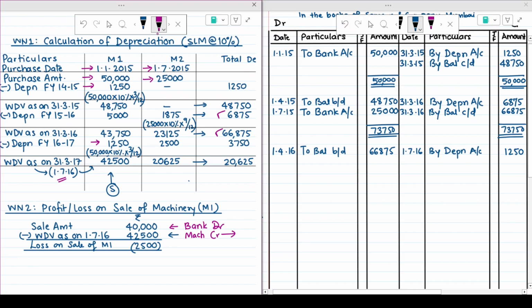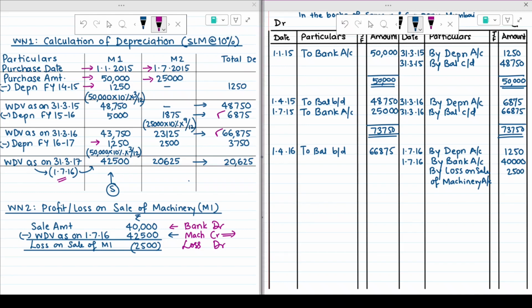And we have got a loss of 2,500. So we will debit the losses, right? So loss account will be debited. So we have to credit machinery account, and to give the credit effect of 42,500, we have two debits of 40,000 and 2,500 from bank and loss. So the posting will be by bank account 40,000 and by loss on sale of asset 2,500. So with this, the sale entry is done.